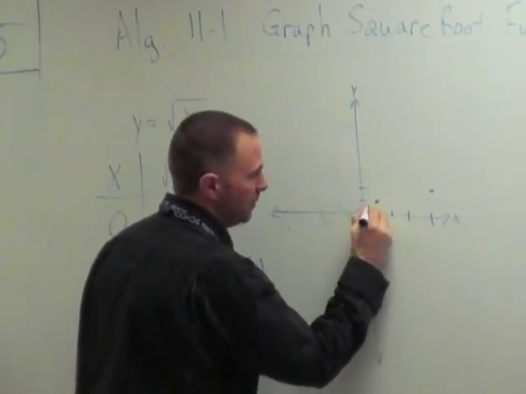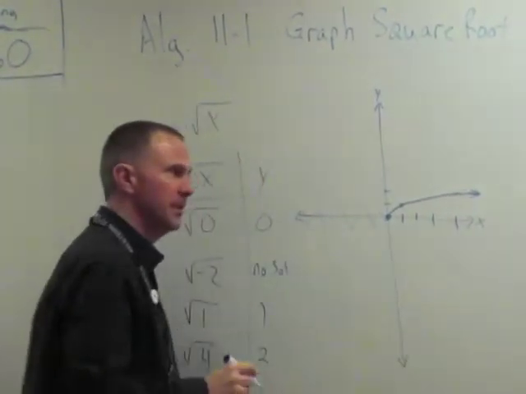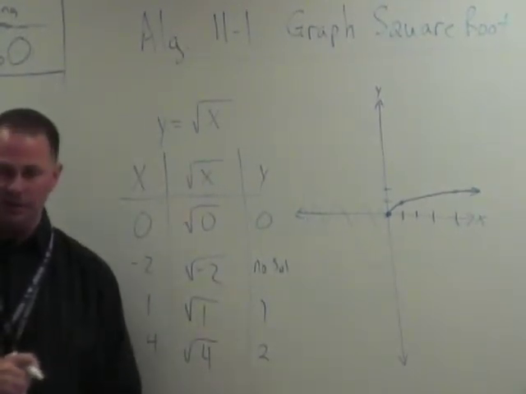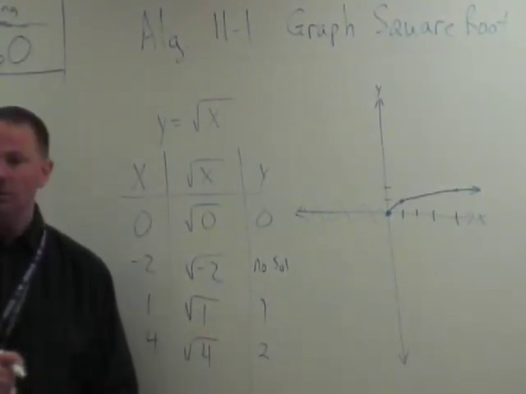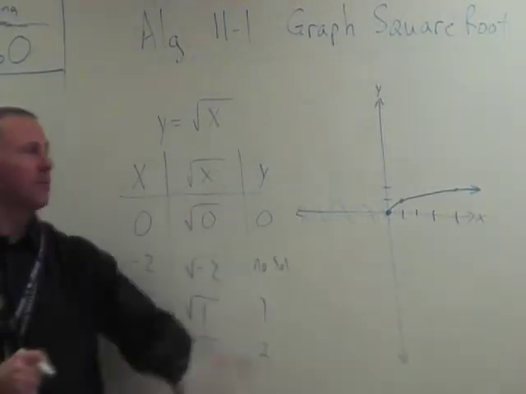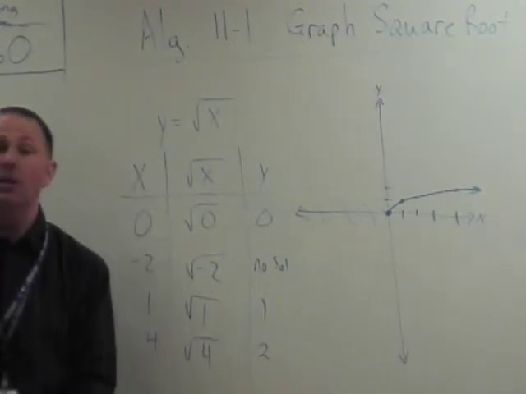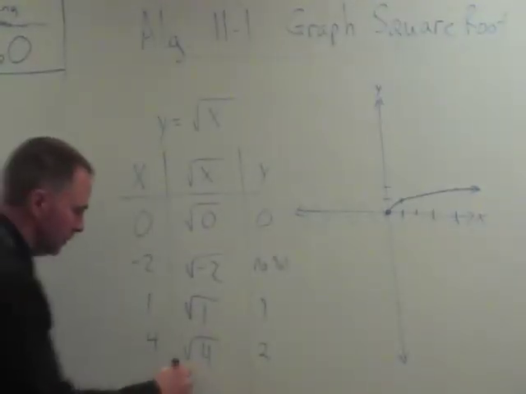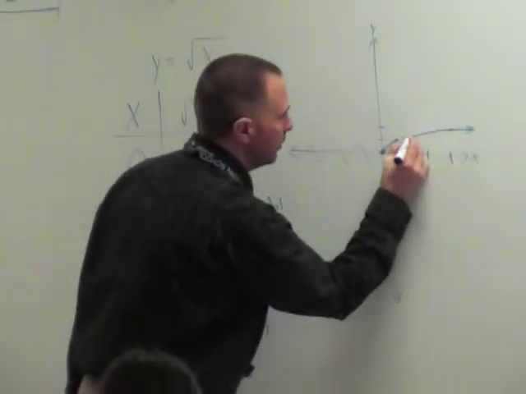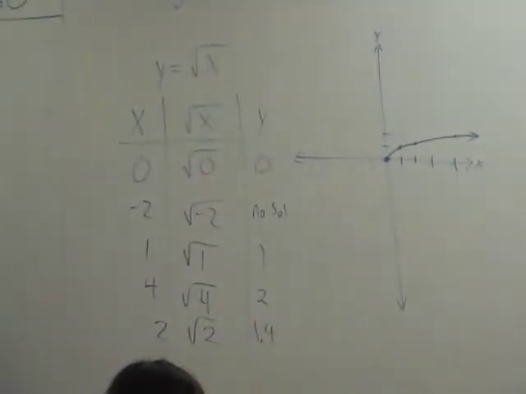It goes up and to the right and does not turn horizontal. It does keep increasing, but it increases ever so slowly. That is the graph of the square root of x. If you do 2, what do you get for the square root of 2? 1.4, so at 2 you're at 1.4, which is right there. Okay, totally fine to do that.